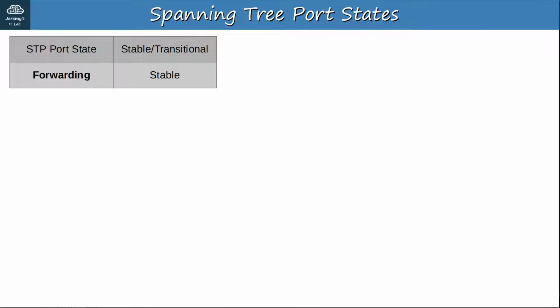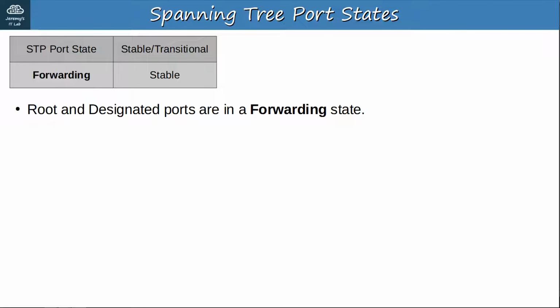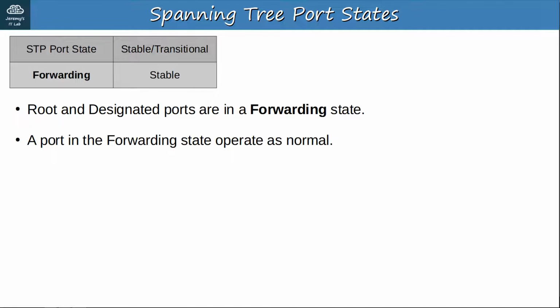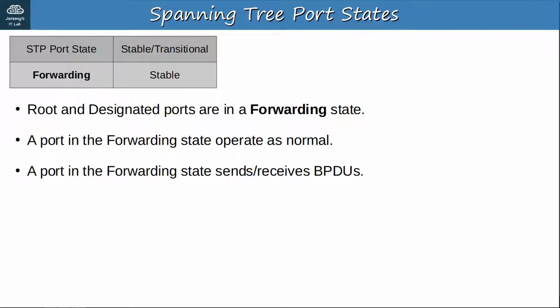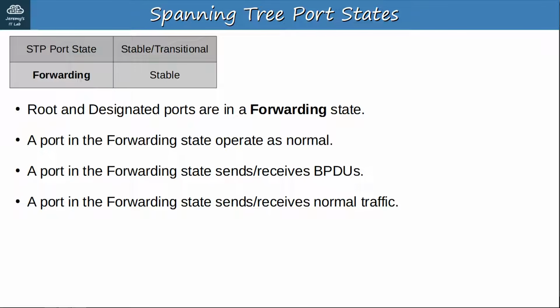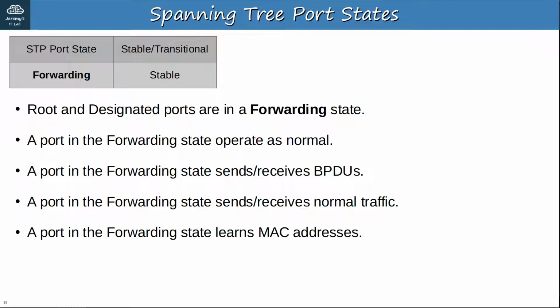Finally, we have the forwarding state. Root and designated ports are in a forwarding state when they're stable. A port in the forwarding state operates as normal. So what does that mean? A port in the forwarding state sends and receives BPDUs. It sends and receives normal traffic. Also, it learns MAC addresses from the frames that arrive on it, and adds them to the MAC address table. So it's a switch port operating as normal.